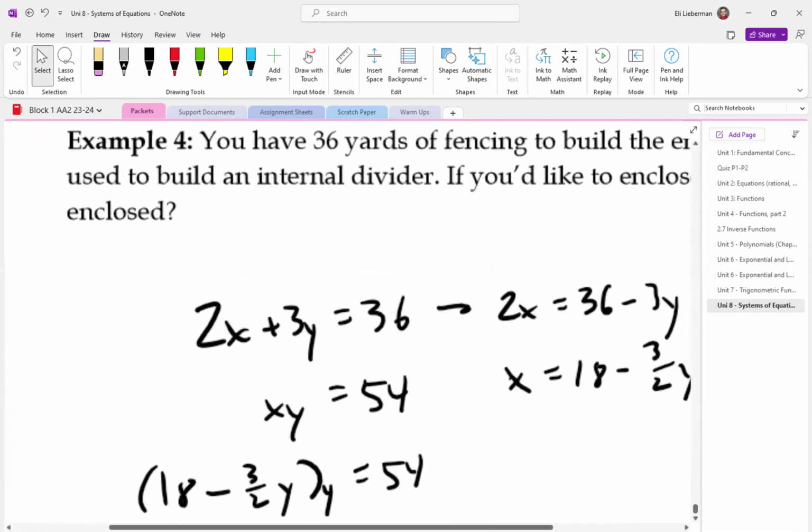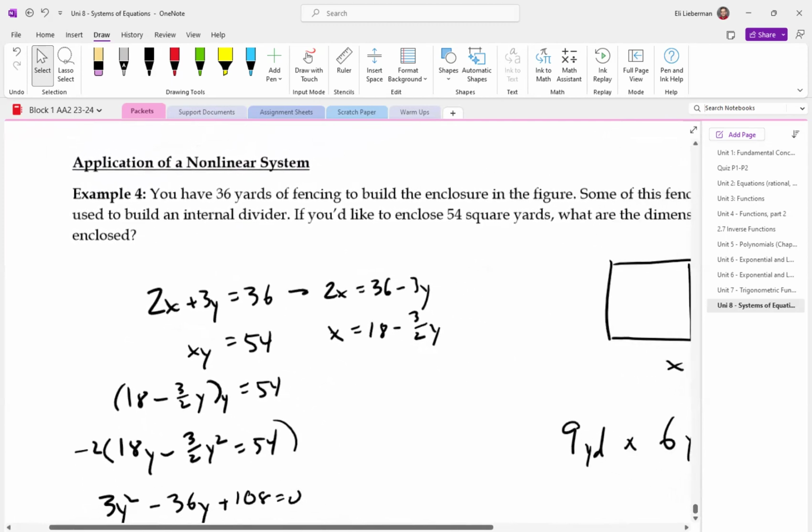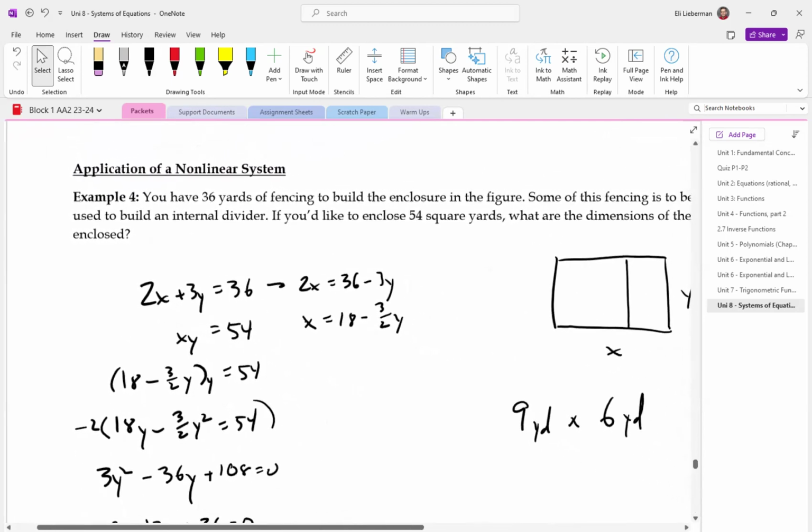Oh, of course, this is a typo. That last one is a typo, right? What are the dimensions of the enclosed? Should be dimensions of the enclosure, I imagine. I felt so awkward saying that. Enclosed what? Enclosed, the enclosure.